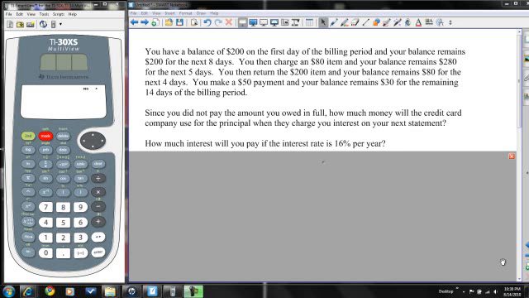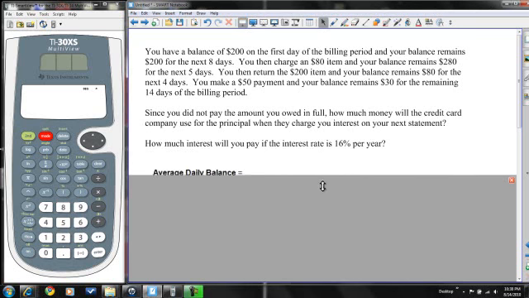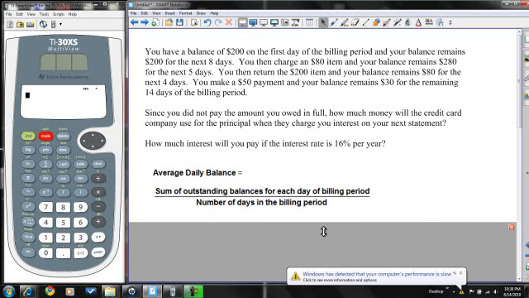You can think of this as a statistics problem where we're going to have to use a frequency distribution. We want to find the average daily balance, which is the sum of the outstanding balances for each day of the billing period divided by the number of days in the billing period. It is a mean or an average.